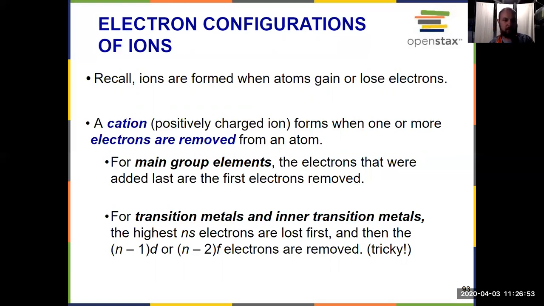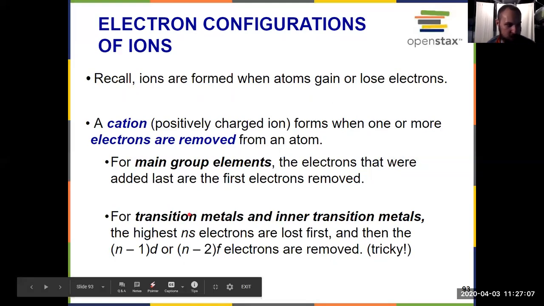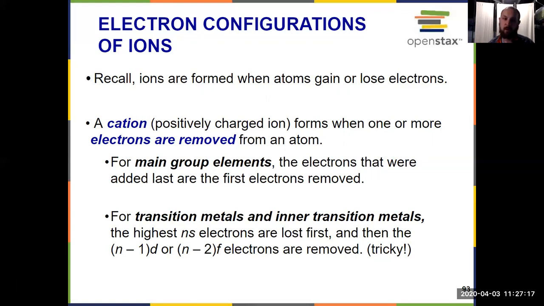If something is main group, so that last electron went into an s or a p, then whatever one was added last is the first one to come off, and you just take them off in reverse order. The only tricky part: if that cation is a transition metal or an inner transition metal, it's actually the s electrons that are lost first. And then you get rid of the d and the f, which is why we commonly see +2 ions in the transition metals and inner transition metals, because they lose the 2 s electrons. But that's the tricky part here. Make sure that's on your radar.